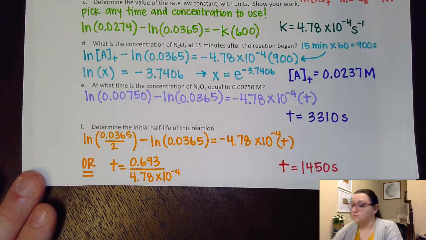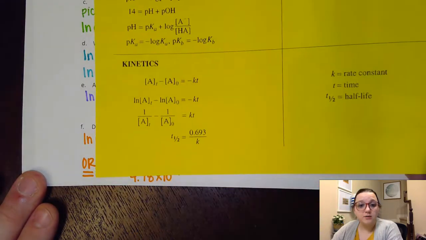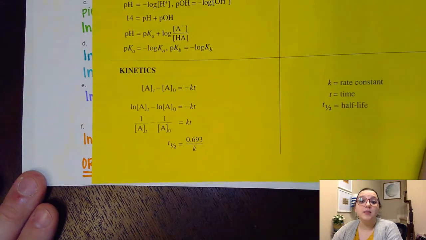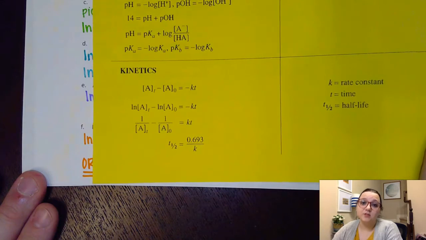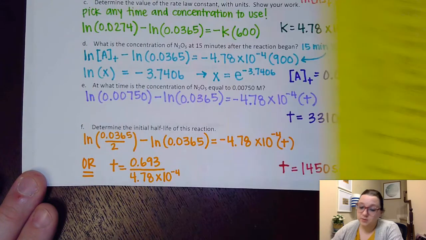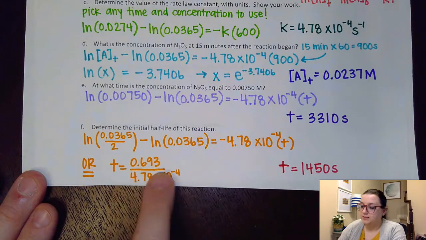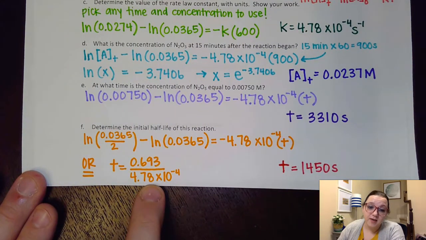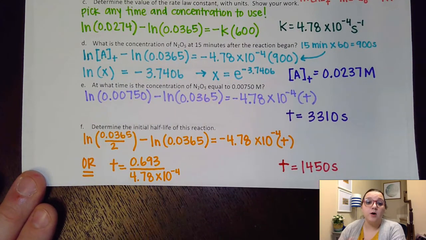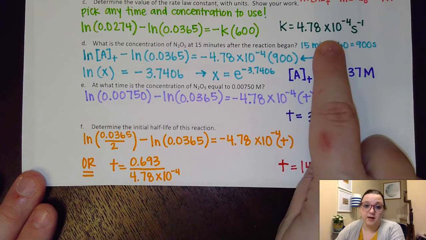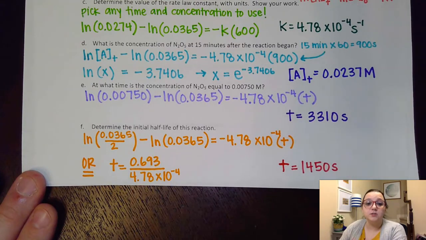However, since it's first order, you do also have the option of using the half-life equation that's on your formula chart. And so if you do that, you would have 0.693 over your K value. And remember, our K value we calculated back up here. And so once I substitute that in, I could then solve for t. That gets a time of 1,450 seconds. Again, seconds is our unit because it matches up with K.